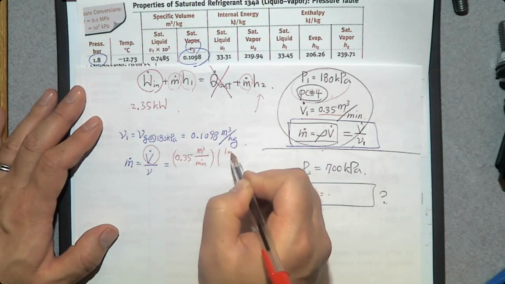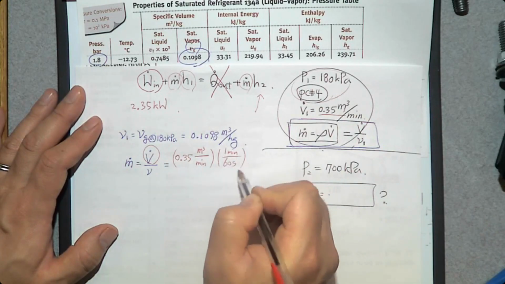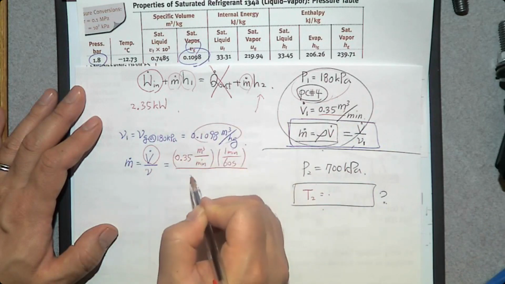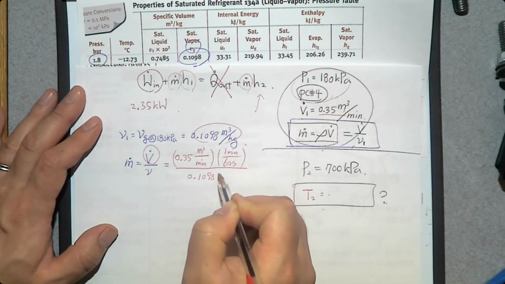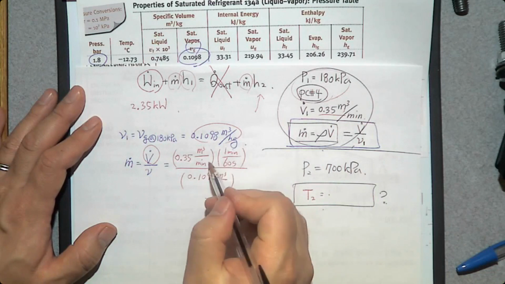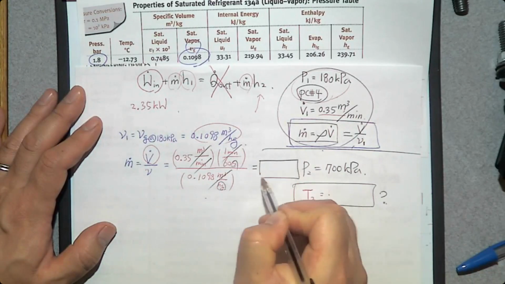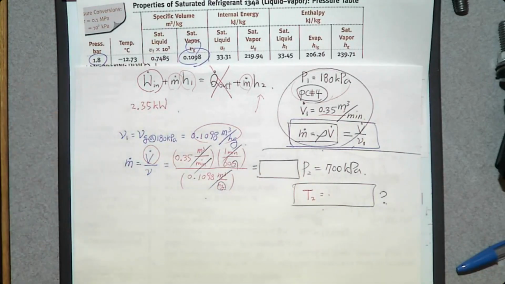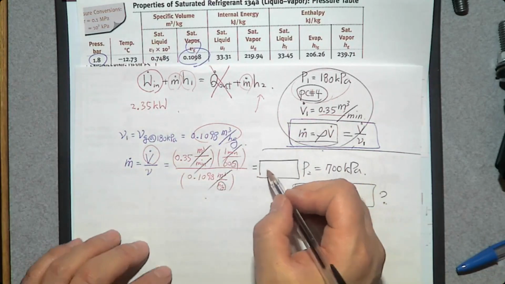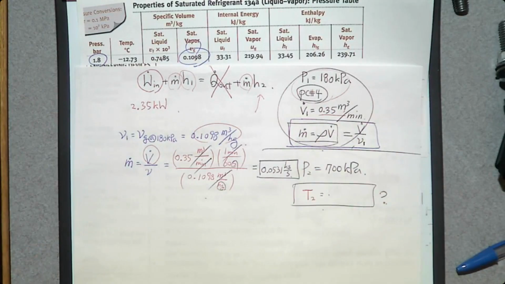Oh no. So 1 minute is, no, 60 seconds. Divided by specific volume, this one, 0.1098 cubic meters per kilogram. Then we have minute, cubic meter, so we have a kilogram per second. So what is the mass flow rate? 0.0531 kilogram per second. That's how we determine the mass flow rate.